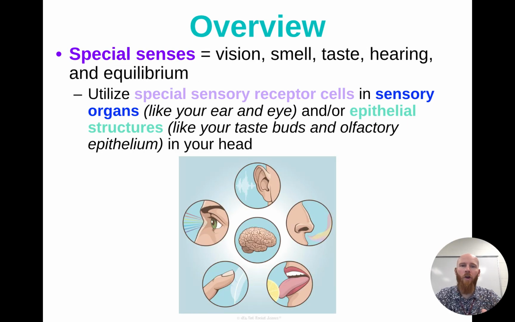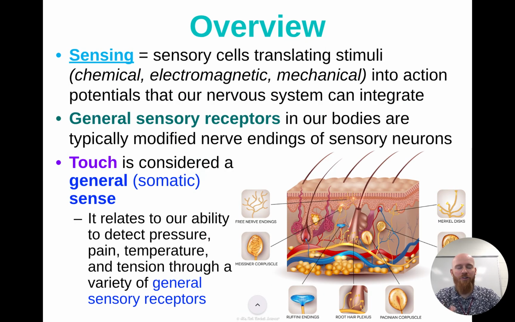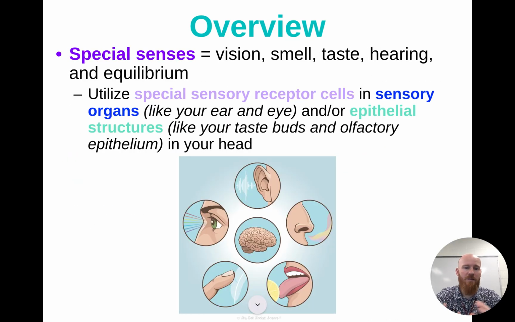And then we have our special senses. So not our general senses, but now the special senses. These relate to vision, smell, taste, hearing, and equilibrium or balance, you can think of it as.